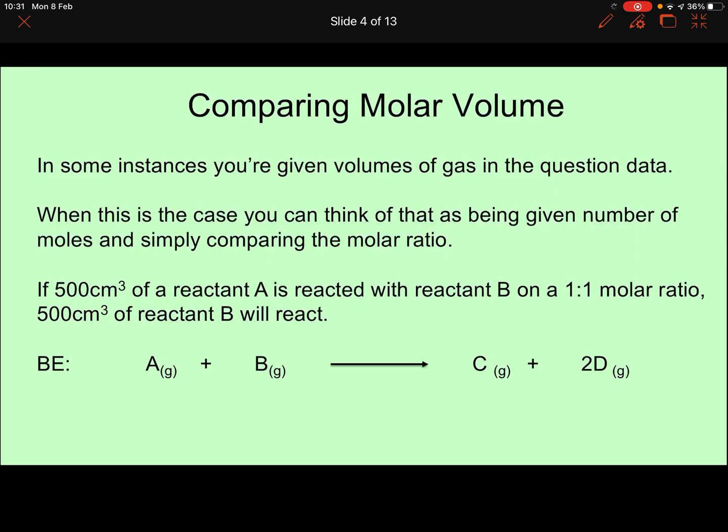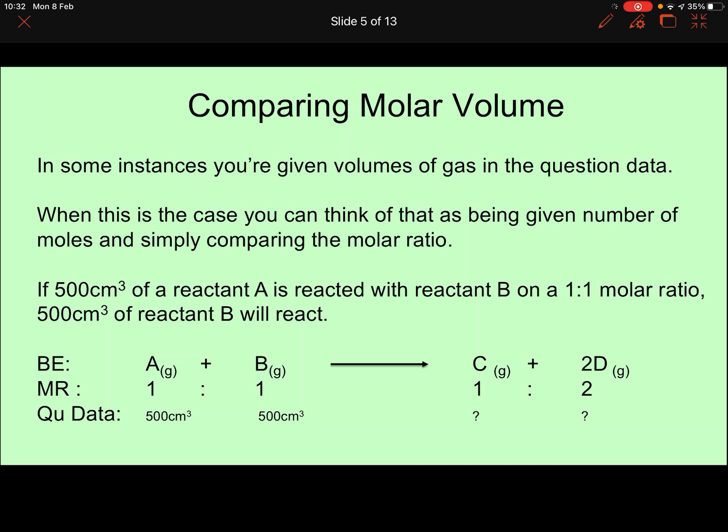Okay, let's actually look at a proper example here. In some instances, you're given volumes in the question. When this is the case, you can think of it as just being told about the moles, right? And you simply compare the molar ratio then. So here's an example. If 500 centimetre cubed of reactant A is reacted with reactant B on a 1-to-1 molar ratio, 500 centimetre cubed of reactant B will react, because the molar ratio is 1-to-1, right? And the molar volume is the same for every gas.